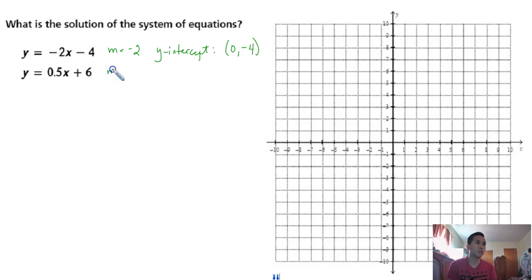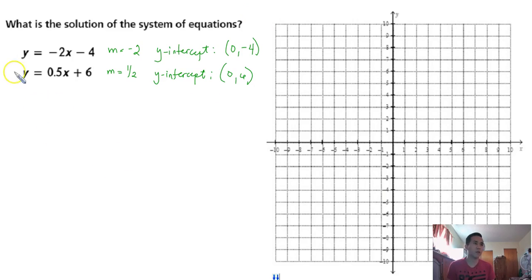The second equation has a slope of 0.5, which is 1/2. So your slope here is 1/2, and my y-intercept will be (0, positive 6). Remember, I always reiterate this, that when they ask you what is the y-intercept, it's a point. Your y-intercept is the value of y when x is 0. After identifying your slope and your y-intercept, you can now graph the equation.